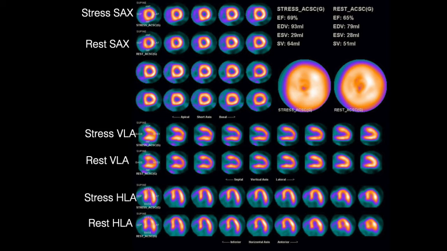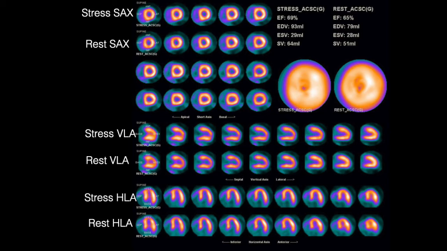So to go back to this example, we have short axis images on the top half of the screen, and the stress is displayed on top, and then immediately underneath it is the rest images, and we progress from apex through to base, and here we have a second row of stress short axis images and the second row of rest short axis images. Then again, stress and rest vertical long axis or two-chamber views, moving from the septal wall through to the lateral wall, and again, stress and rest. And horizontal long axis, moving inferiorly to superiorly, the four-chamber view.